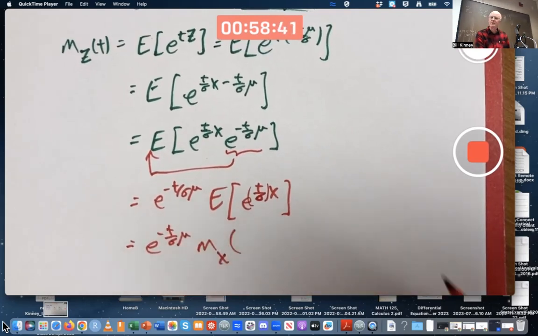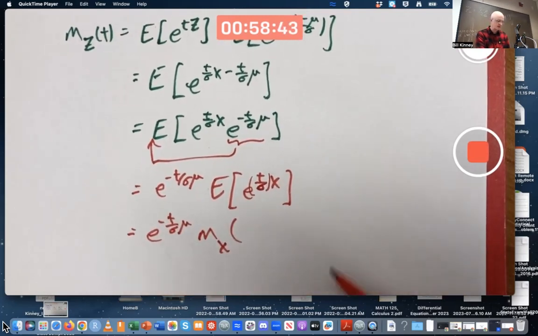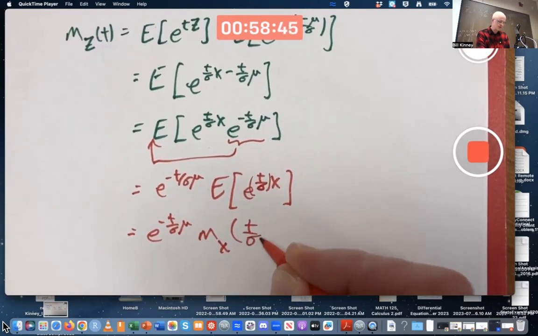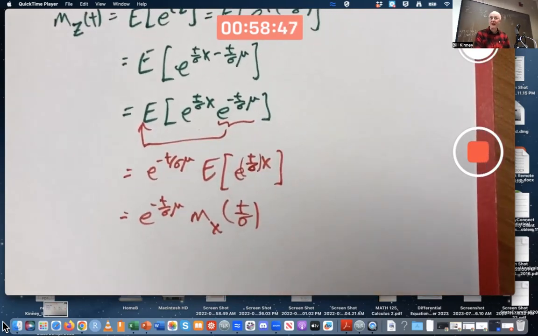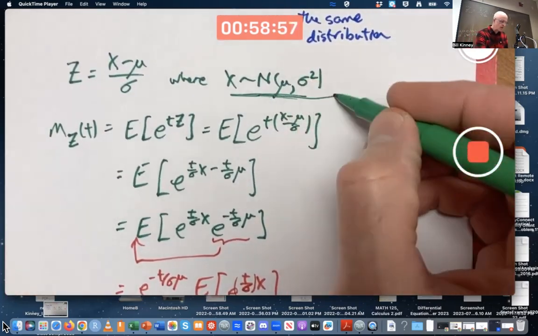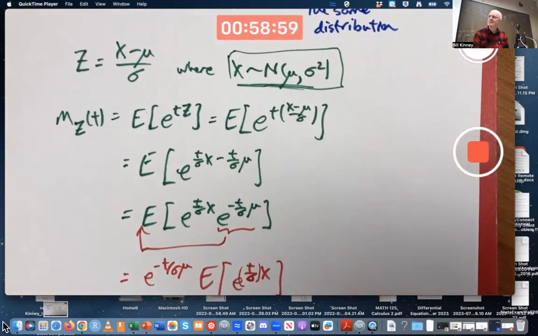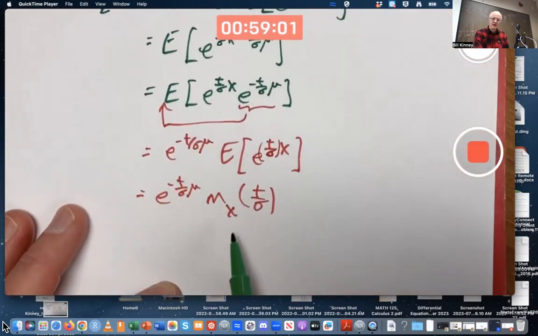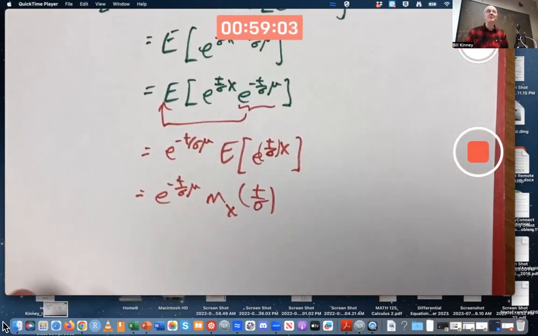Well, you can still use the moment generating function for X, just replace t with t over sigma. Now it feels like we're getting somewhere, right? Now what? Oh, I'm assuming X is normal with mean mu and variance sigma squared. Moment generating function for X, I can look that up in the table, right? Chapter 4.